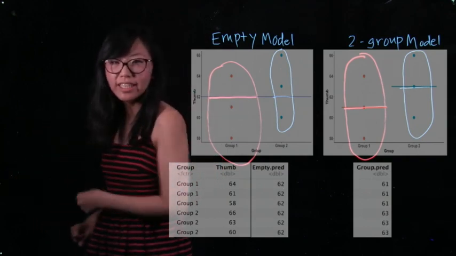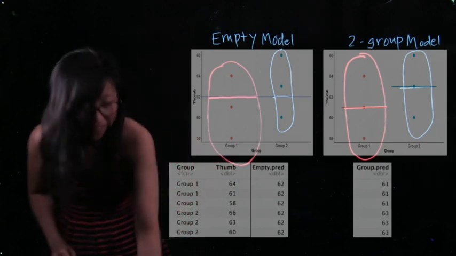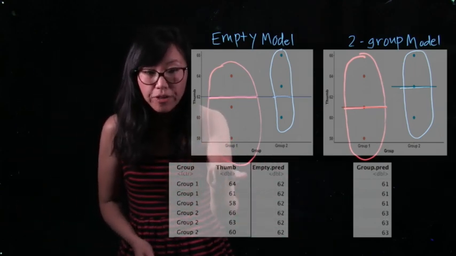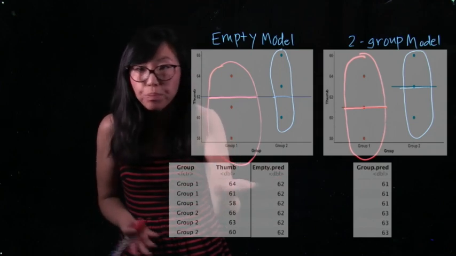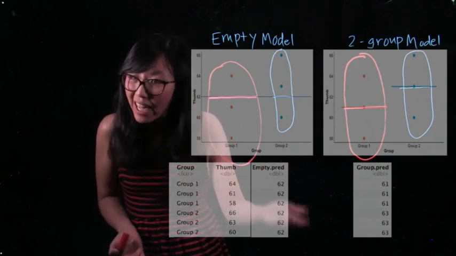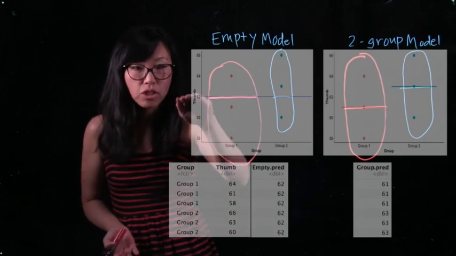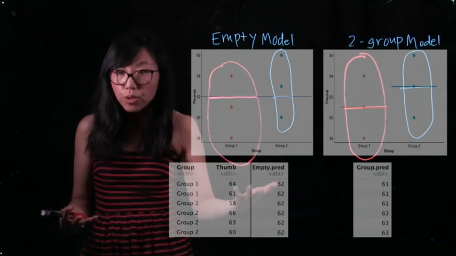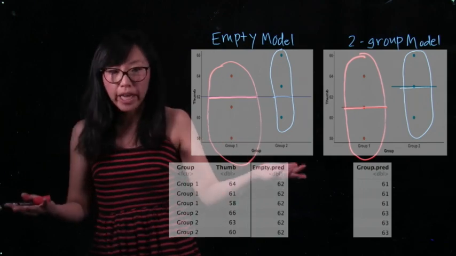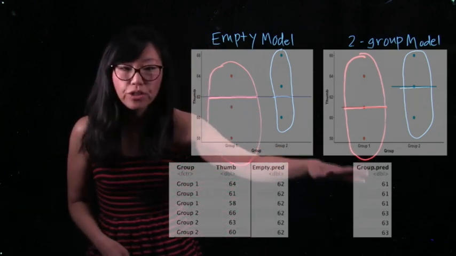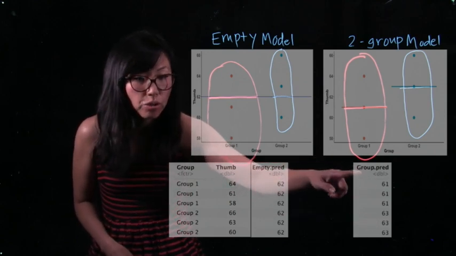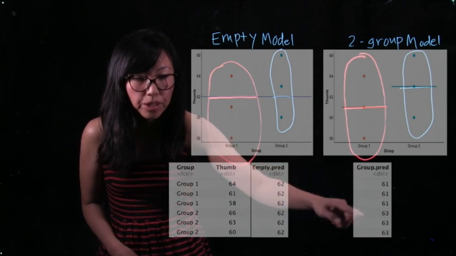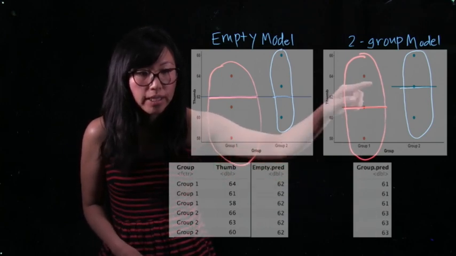So I realize that some of you still may not believe me. So let's calculate this with actual numbers. Here are the predictions from the empty model. And notice that for each person, we just predict the same mean for everybody, and that's 62. That's represented by this blue line. And so we could look at the residuals, square them, and see what we get. Here I've also put down the group predictions. The group prediction for group 1 is 61, and the group prediction for group 2 is 63.